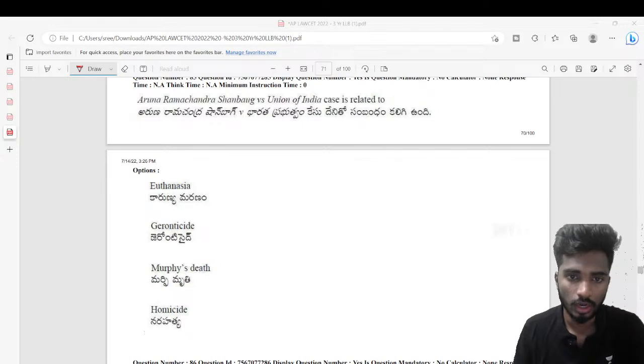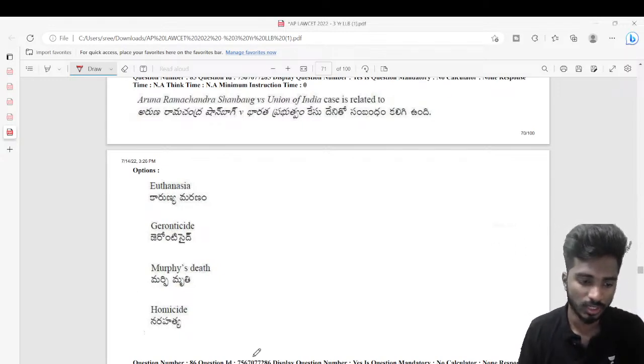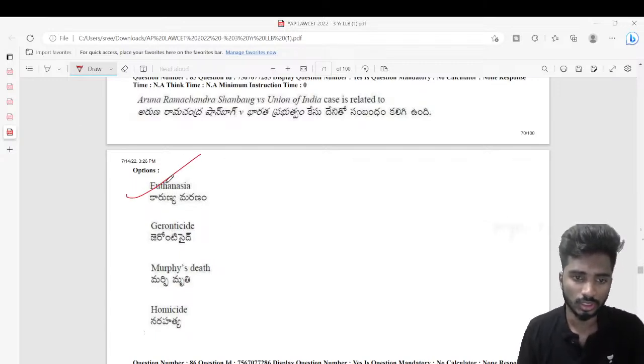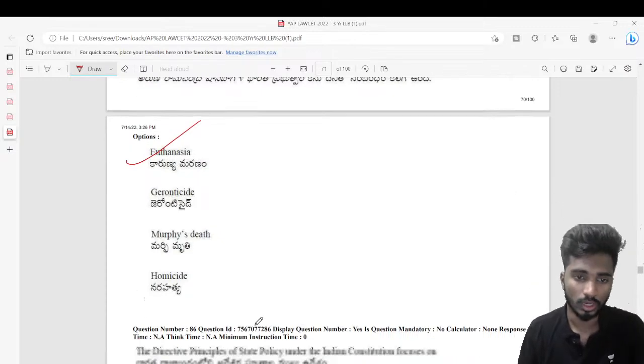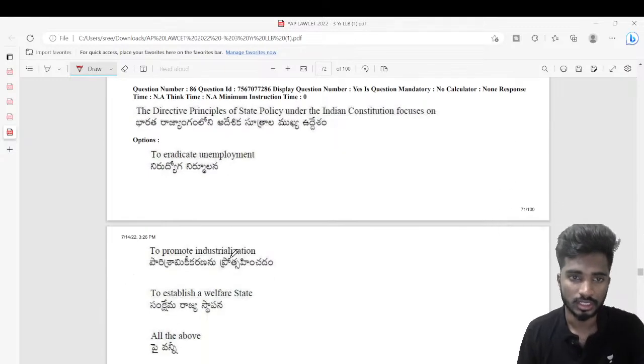Very good guys. So Aruna Ramachandra Shanbag versus Union of India is related to euthanasia. So last class we discussed about this particular thing, right? In Aruna Ramachandra Shanbag versus Union of India, Supreme Court told that euthanasia is not allowed, whereas in Common Cause versus Union of India, Supreme Court held that passive euthanasia is allowed in India.